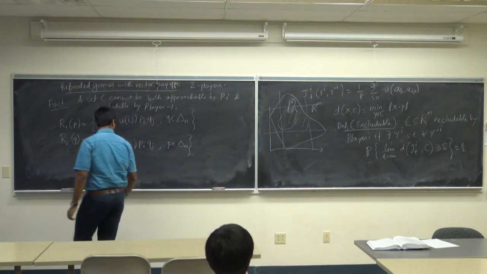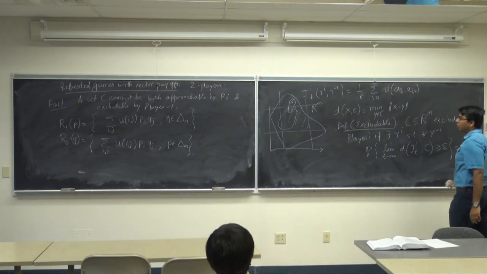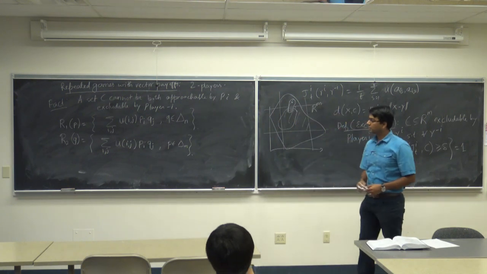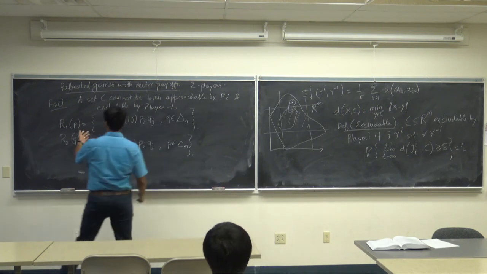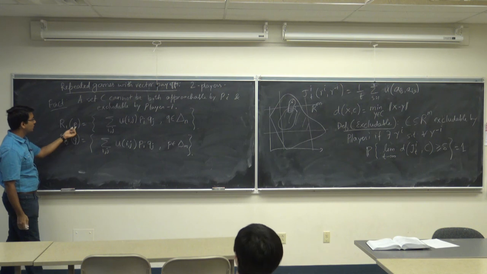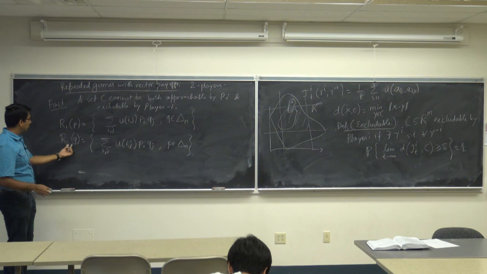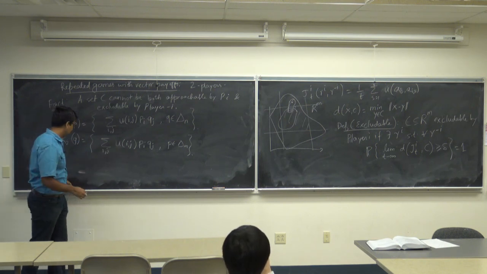But let's go back to our earlier discussion, where we wanted to find out what are the set of payoffs that are achievable by a certain player in this class of games. So we need to define R1(P) and R2(Q). R1(P) is the set of achievable payoffs if player 1 fixes its strategy to be P, and player 2 can play any strategy Q. And R2(Q) is the set of achievable payoffs in which player 2 fixes his strategy as Q, and player 1 can pick any strategy P.